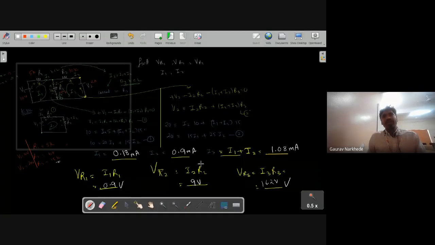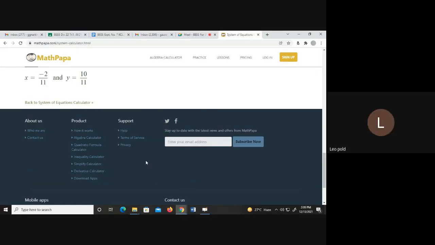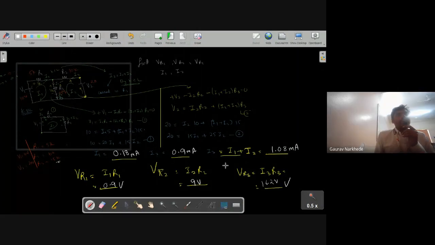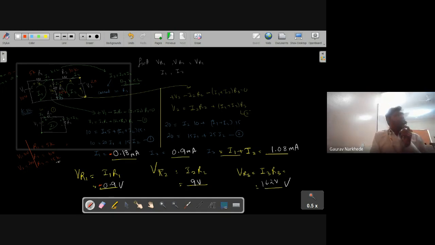How much is 10 by 11? That is 0.9 only. And what is 2 by 11? 0.18. Okay. I have just confirmed, and this is your negative, so this will also be negative. This means whatever current direction we have assumed was the opposite, right? Okay, so let us build a circuit and verify this circuit.